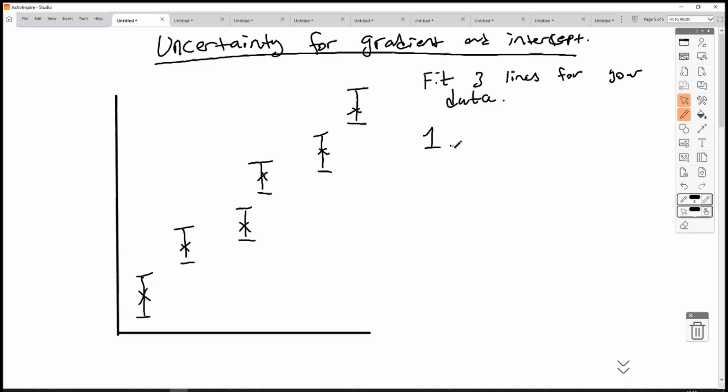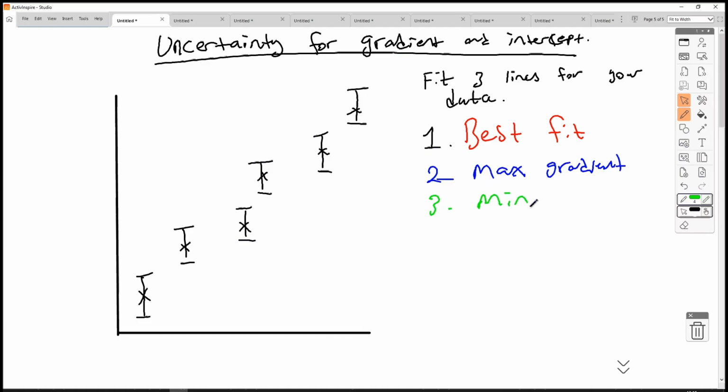So these are number 1, and I'll change the color here to best fit. Then number 2, a max gradient. And number 3, a minimum gradient. Now, you wouldn't actually need all 3 of those lines when you're doing your calculations, but it's good to fit 3 of them because then it will help you decide which 2 to choose. So you will always need the best fit, and sometimes you'll need either the max gradient or the min gradient.